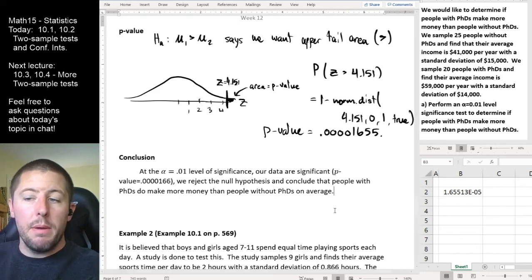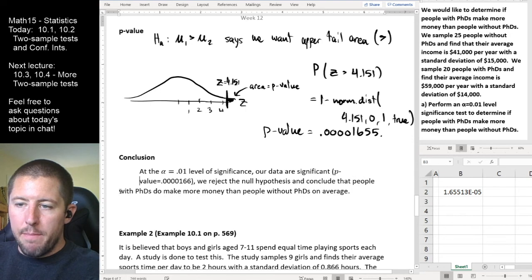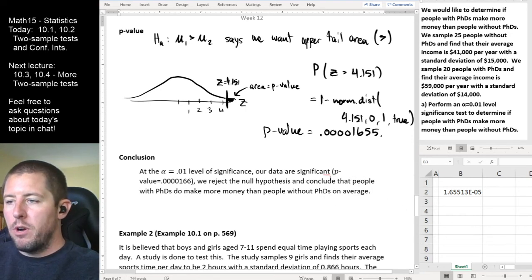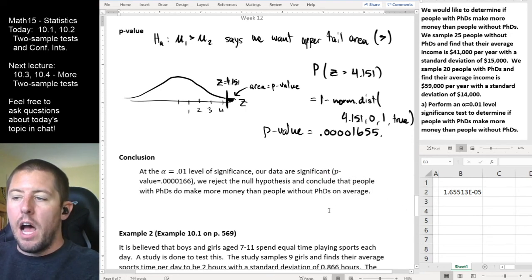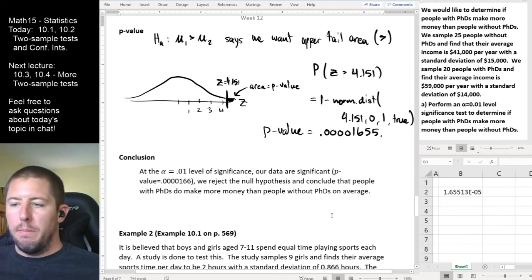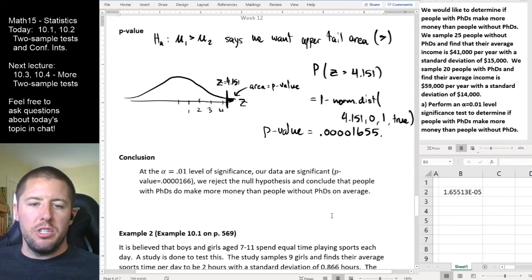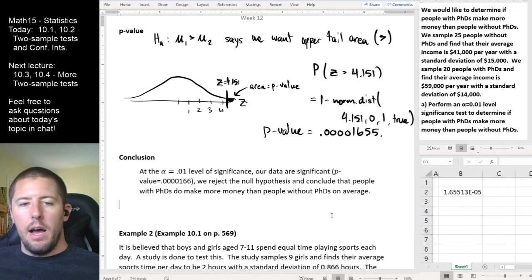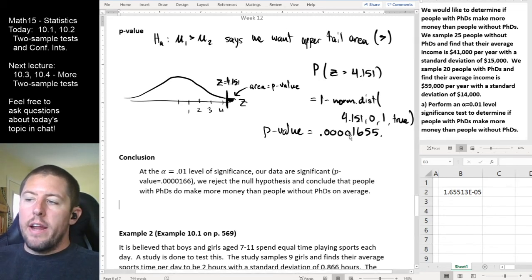Right? So we're talking about their averages. That's not to say every person with a PhD makes more money than every person without a PhD. We're saying that on average, people with PhDs do make more money than people without PhDs based on this data associated with these 2 samples right here. All right. So again, this is a crazy rare event.